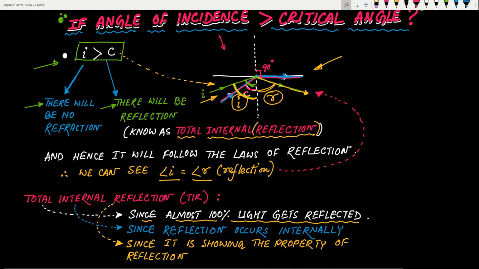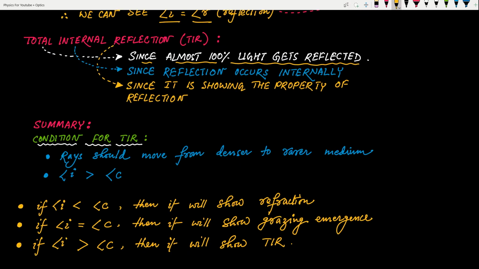Now let's draw a summary of what I have told and let's wrap up the concept. The summary of what I've told so far about total internal reflection is that these are the conditions of total internal reflection. Number one, rays should move from denser to rarer medium. Simple. And number two, angle of incidence should be greater than critical angle. Now what will happen? There are three cases. If angle of incidence is less than critical angle, then what will happen? Very simple. Then it will show refraction. Okay, if angle of incidence is equal to critical angle, then it will show grazing emergence.